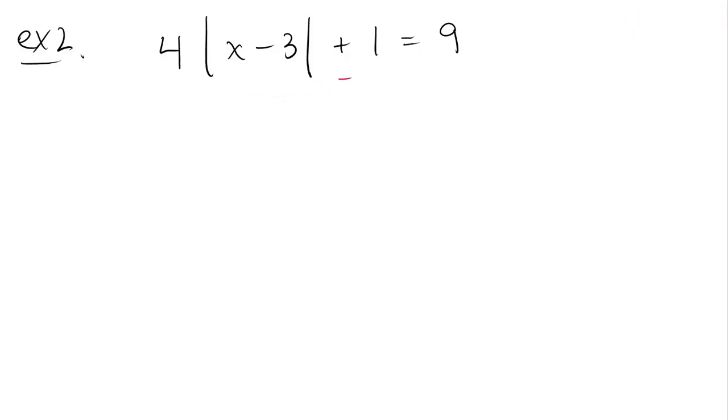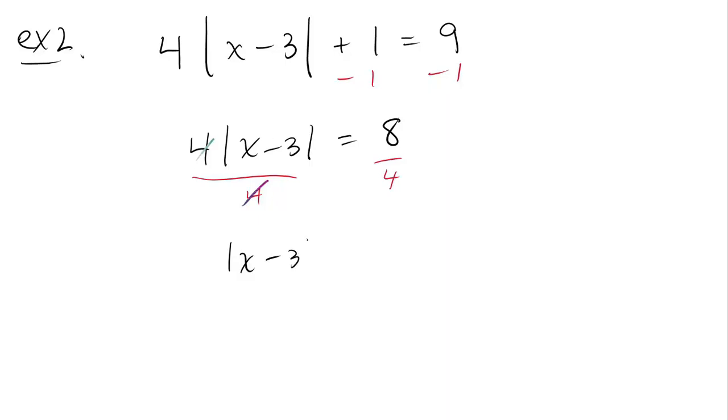I'm going to subtract 1 from both sides. That's 4 times the absolute value of x minus 3 on the left side and 8 on the right side. And then I'm going to divide by 4. When I divide by 4 on this side, the 4's cancel. We just get the absolute value of x minus 3, and on the right side we get 2. And now you want to break this into cases. Pause the video and see if you can solve it from here.